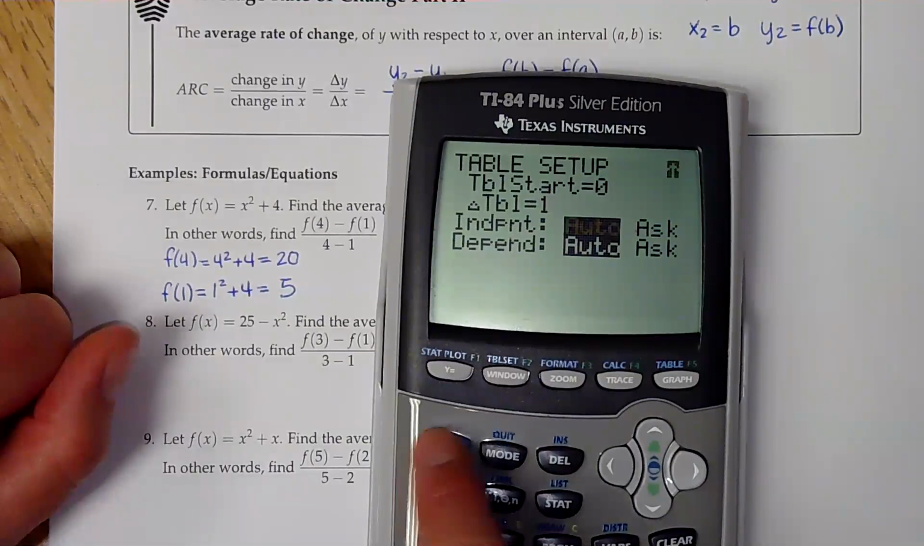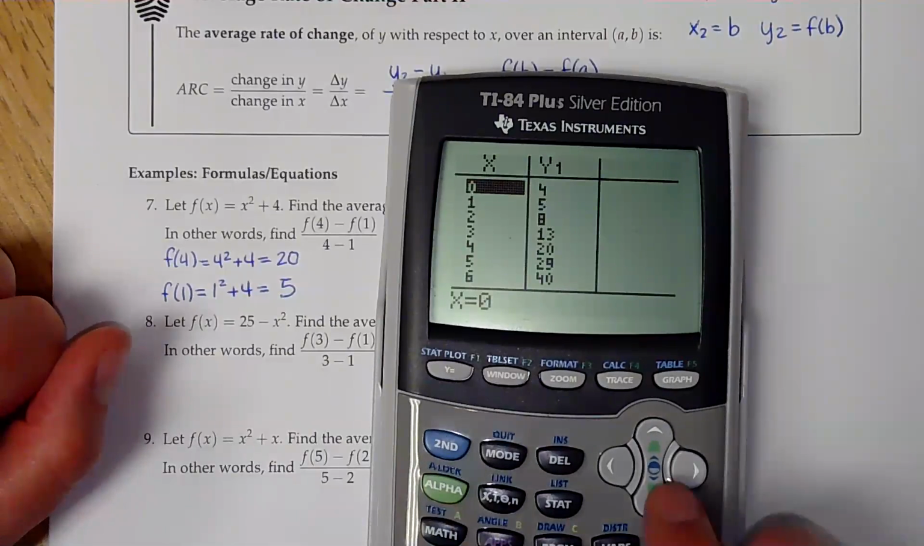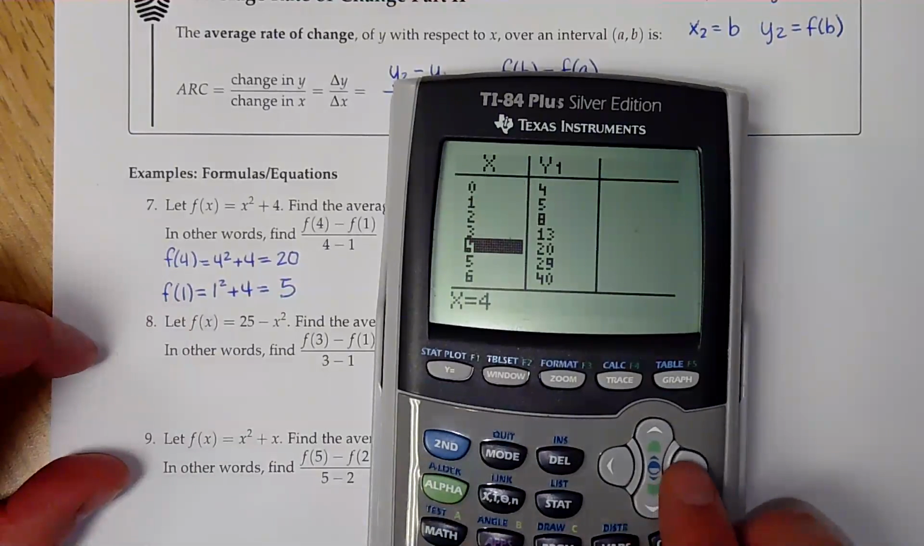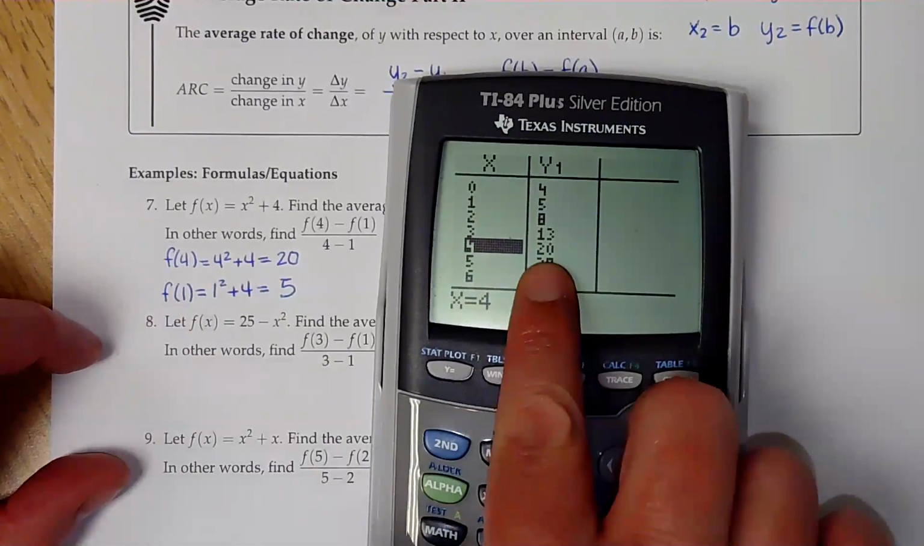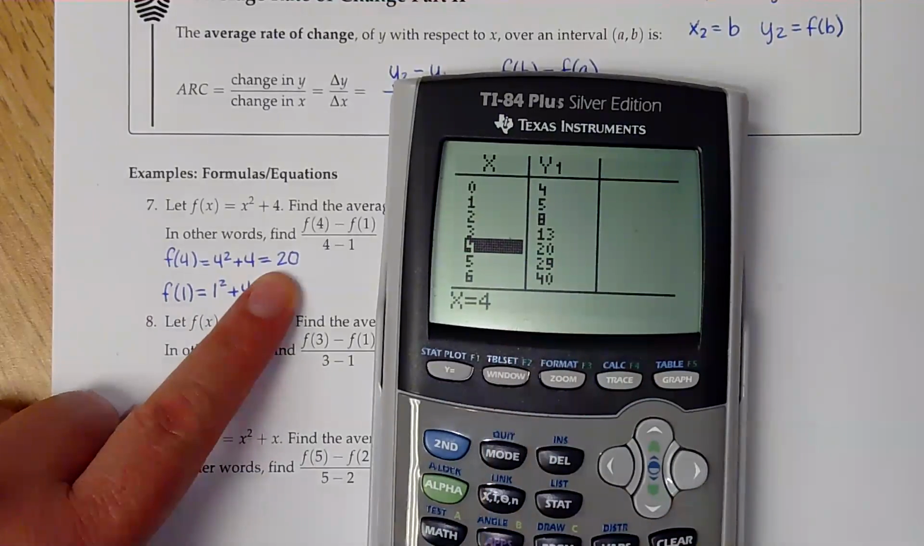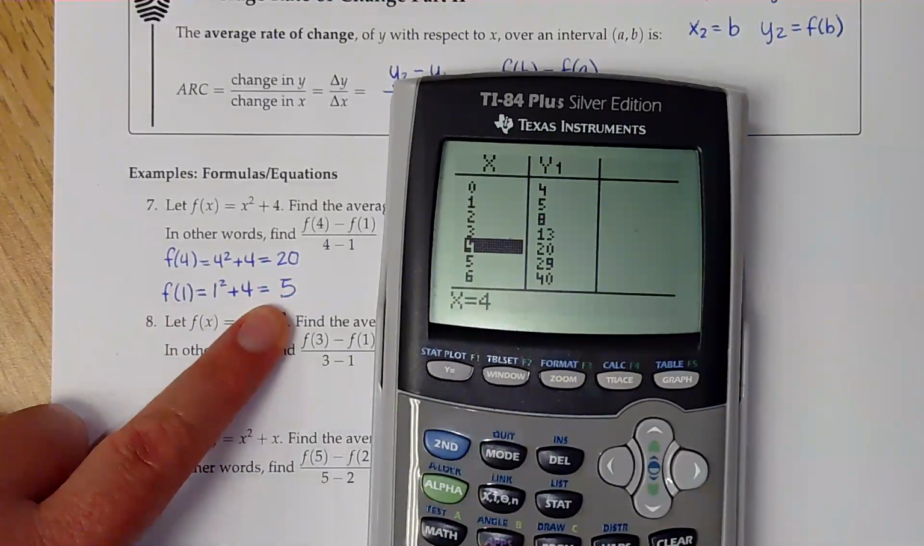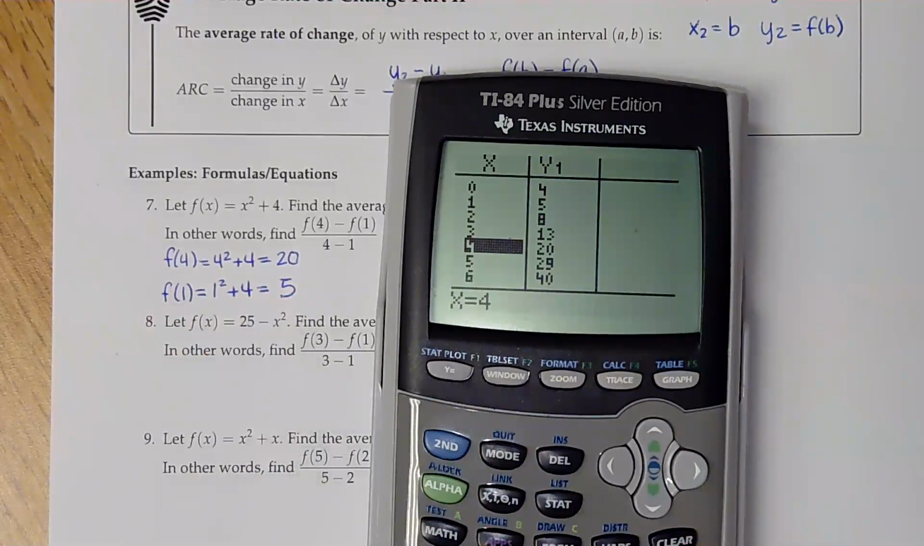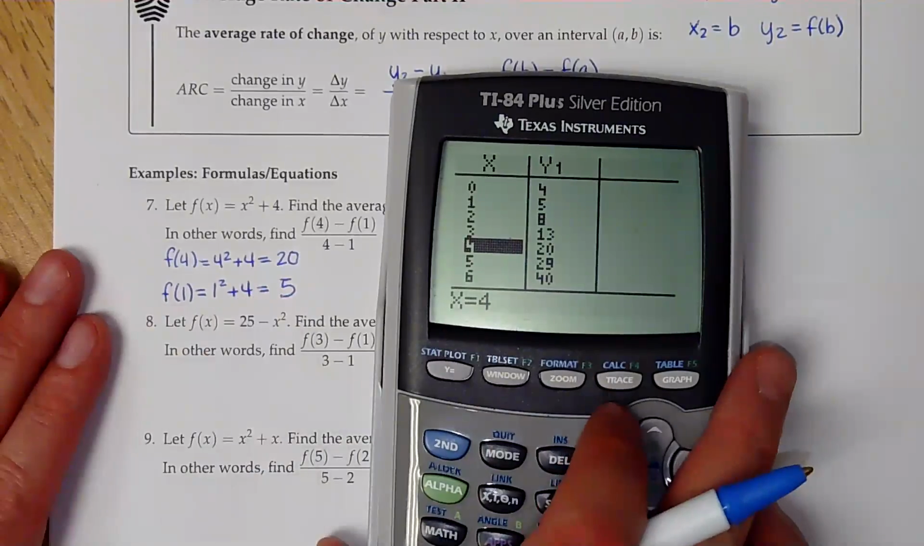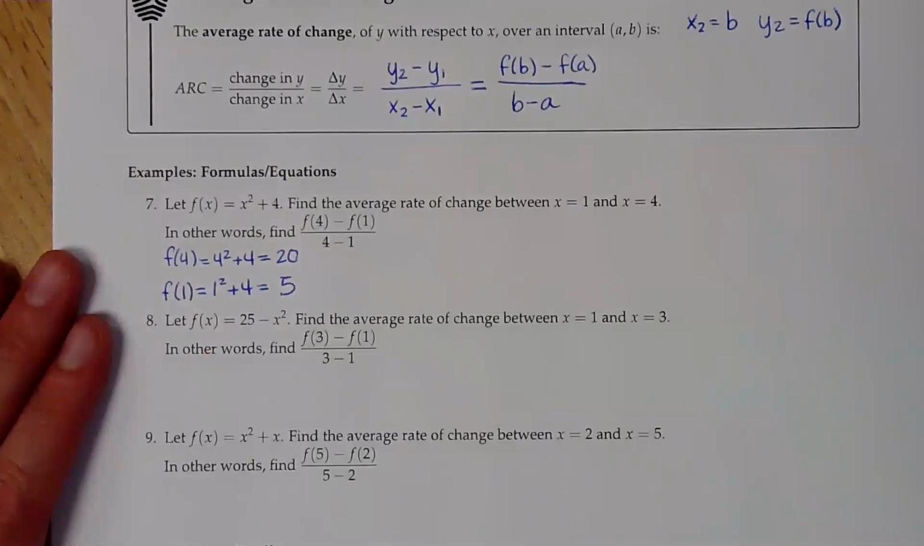And then I'm going to push this button here that has the table. So when my x is 4, I get 20, which is what we have here. So that's good. We did our math right. And when x is 1, I get 5, which is the same thing we have here. So this is another way of getting those values, or just double checking your work to make sure that you didn't make an arithmetic error.